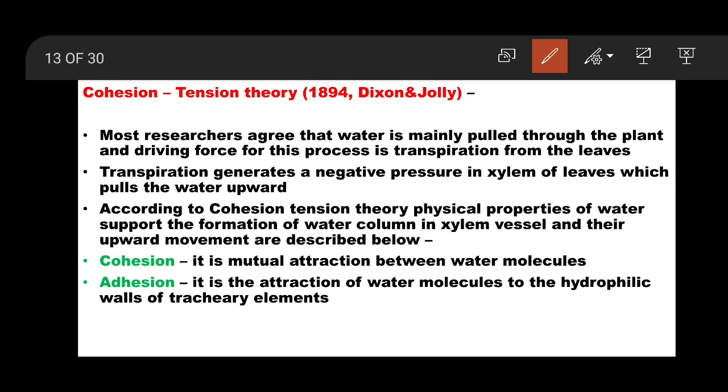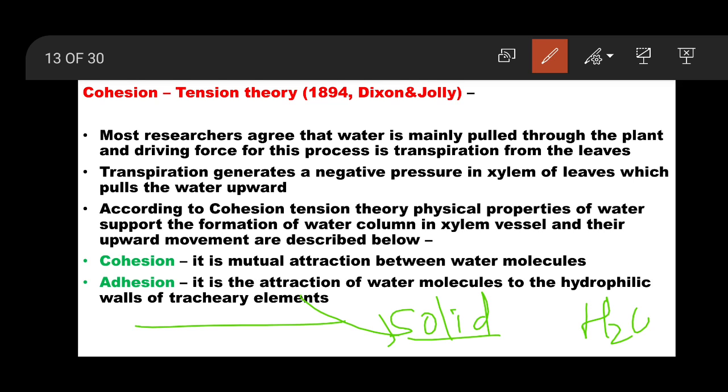Next is the adhesion. What is adhesion? It is the attraction of water molecules to the hydrophilic walls of tracheary elements, xylem elements. Xylem की जो elements होंगी तो that is solid in state. Nature is different. So xylem vessel is solid in state. Tracheary elements are solid in state. Water is liquid in state. So here is H2O molecules. Here are tracheary elements molecules or surface. The force of attraction between them is known as adhesion.